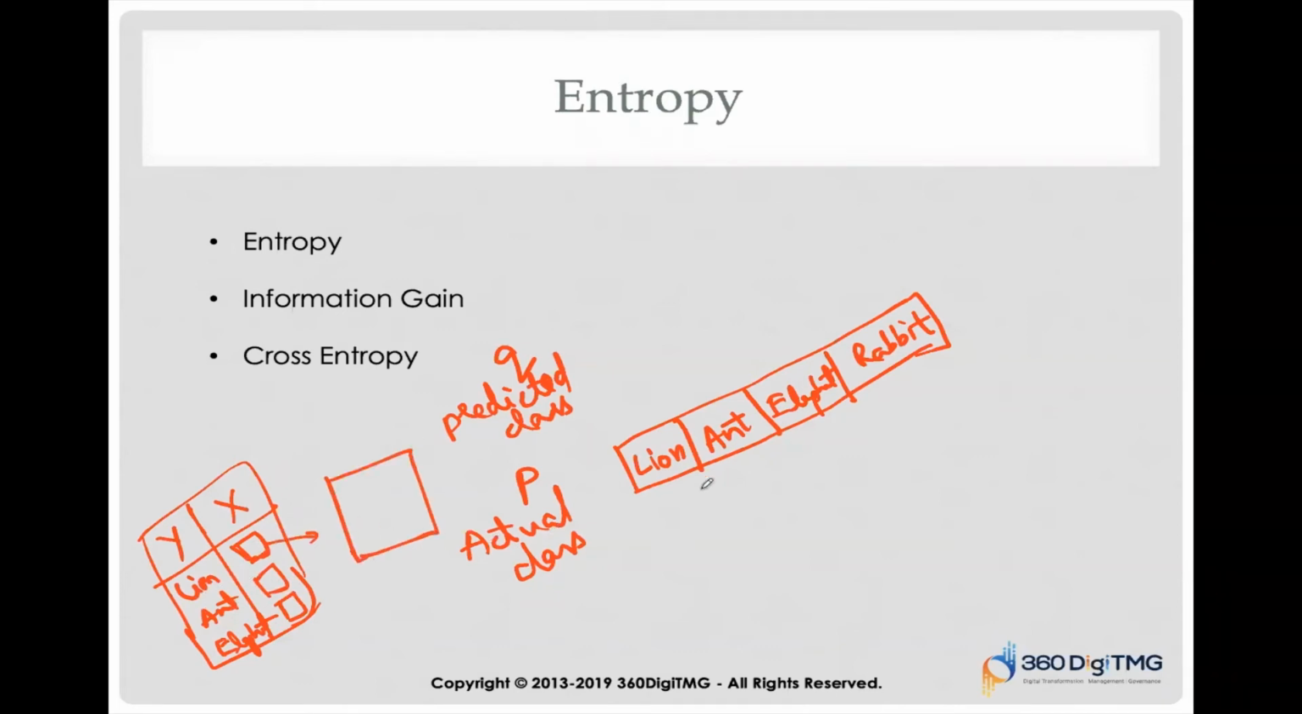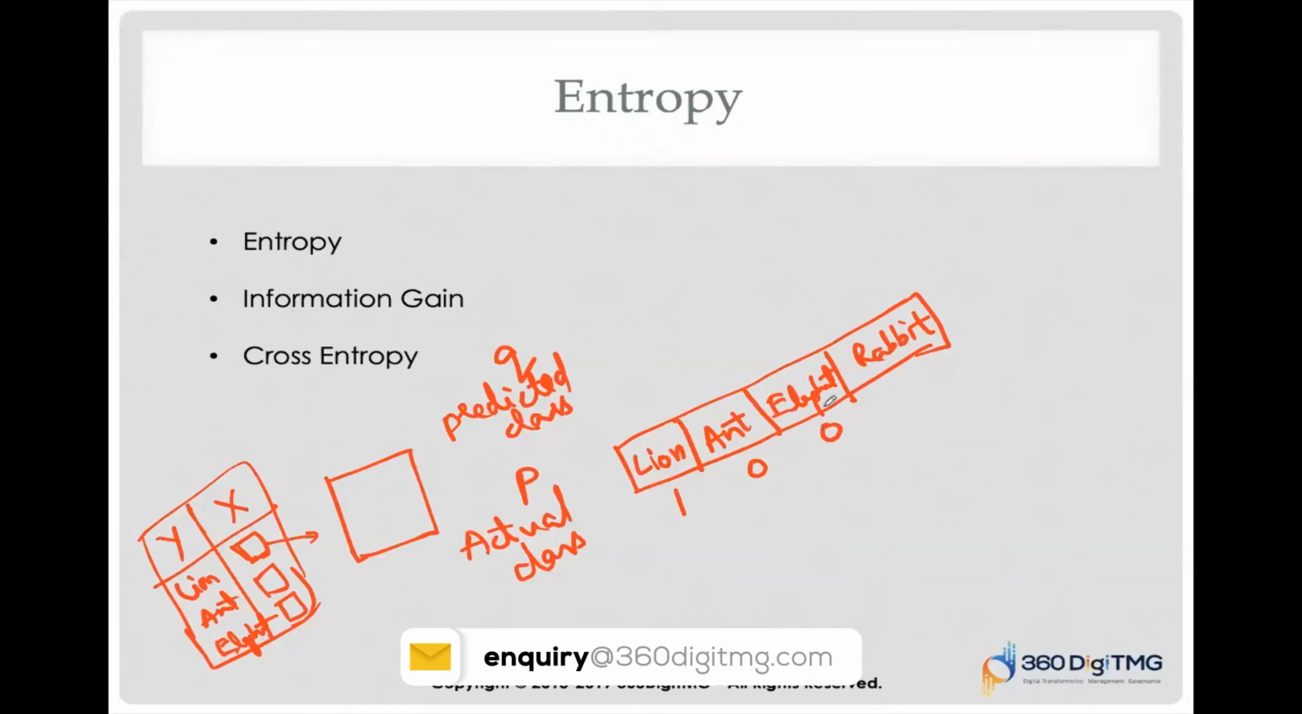since it's a lion, you will say, hey, there is 100% probability that it is lion, and rest of the things you'll say there is 0% probability that this is ant, there is 0% probability that this is elephant, there is 0% probability that this image is a rabbit, because it's a lion, it's actual data. Someone has actually given it to you. That's accurate data that they have given.